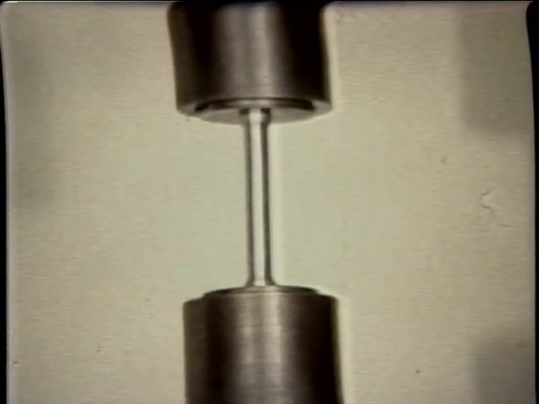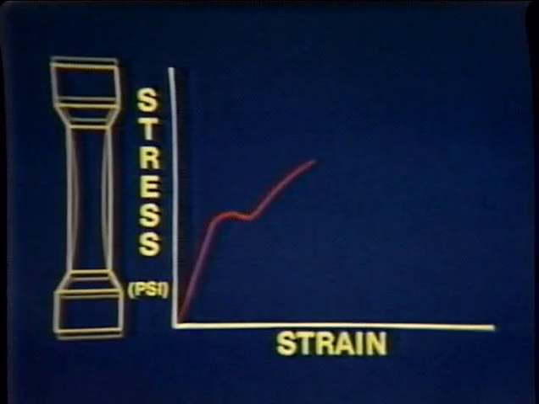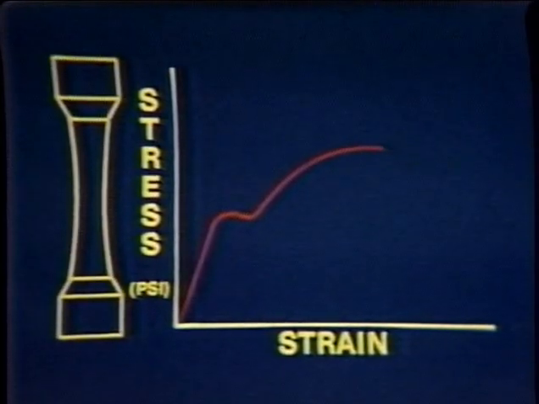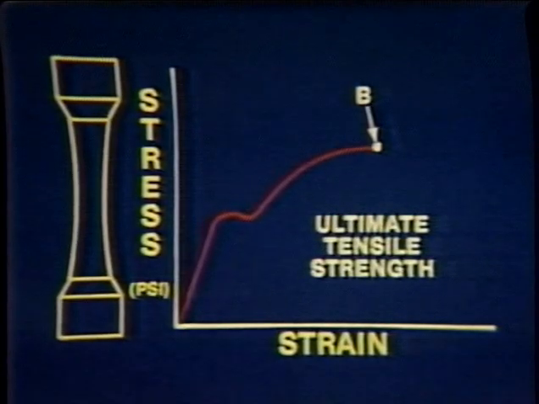After the material has yielded, the strain gauge is usually removed to prevent damage to the gauge when the material ruptures. As additional load is applied, it reaches a maximum value at point B, called the ultimate tensile strength. Here, a noticeable reduction in area and increase in length will occur as the load increases.